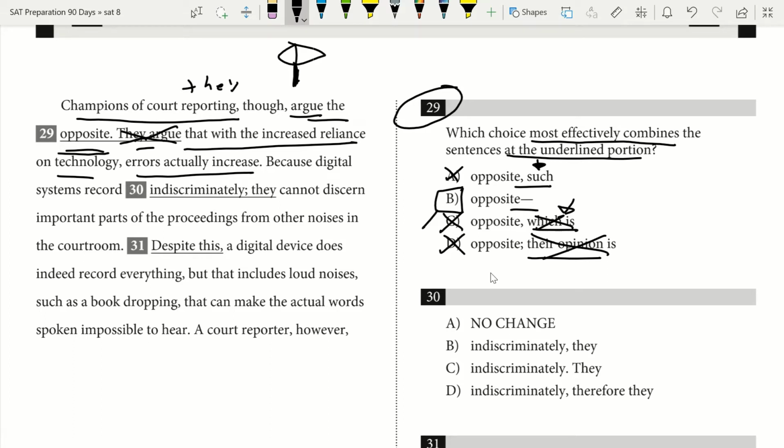You would see em dash, the most efficient way to do it. You want to avoid these two wordy options in C and in D, so you can get rid of those. You'd see you have "such." You see that there's no example after it. No example, so you would want to get rid of A. Obviously, the most efficient way to do this then is with the em dash. B is correct. So hopefully this video is helpful.